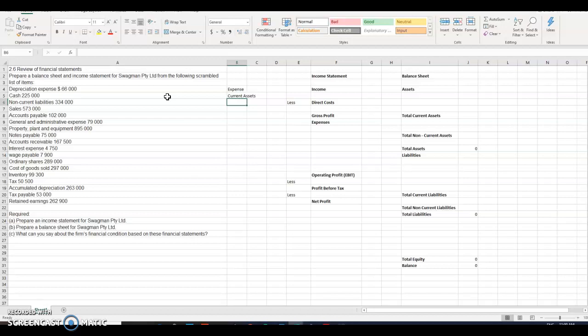However, if you had a loan with a bank that you're not expected to pay back for 5 years' time, that would be a non-current liability. And we have that here in non-current liabilities listed.